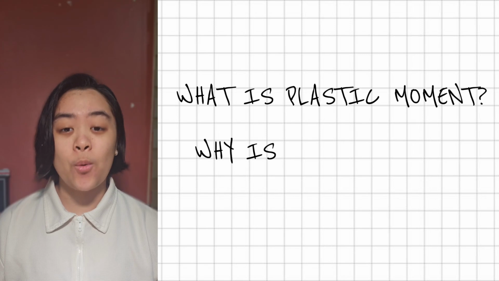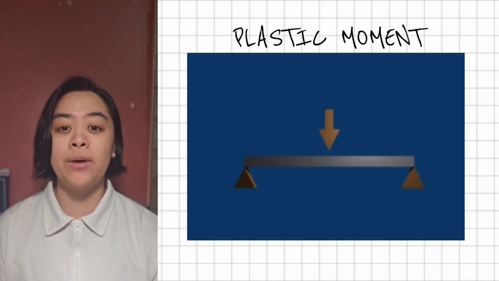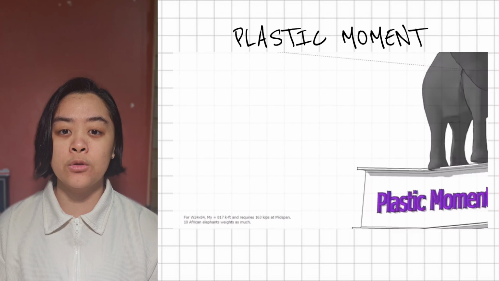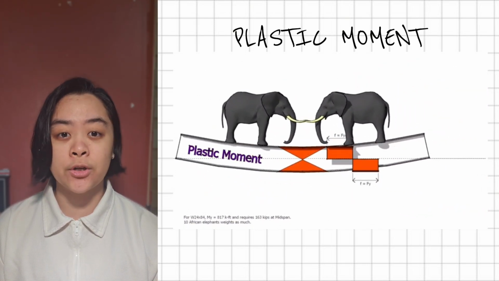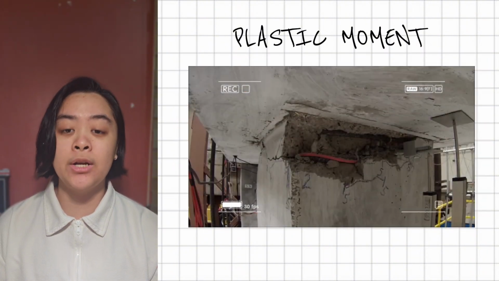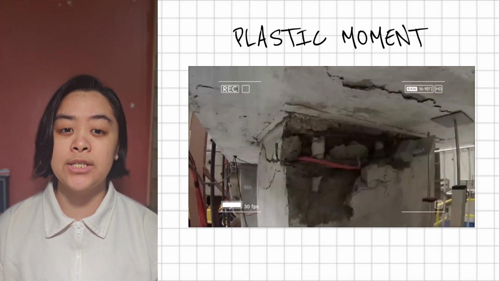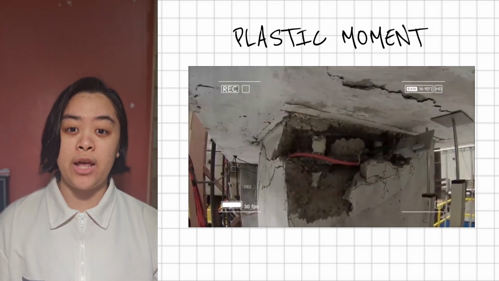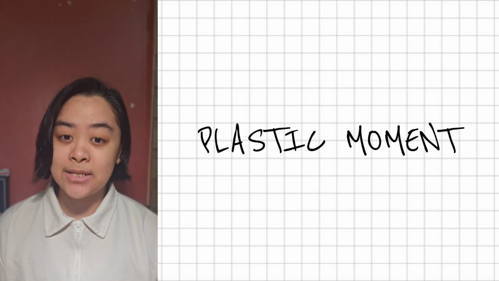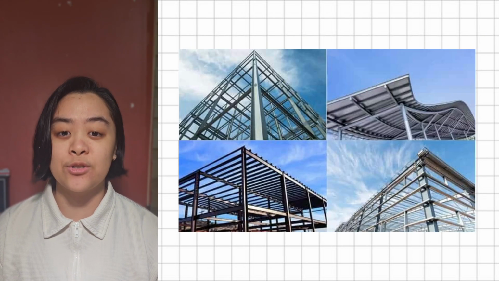Now you might be wondering, what exactly is a plastic moment? Why is it important, and where do we apply it? Well, let's dive in. At its core, a plastic moment refers to the maximum moment that a material can withstand before it undergoes plastic deformation. In simpler terms, it's the point at which a material, like steel, begins to bend and change shape permanently under stress. This concept is crucial in engineering and construction because it helps us understand how structures behave under loads. By knowing the plastic moment, engineers can design safer and more efficient buildings, bridges, and other structures.